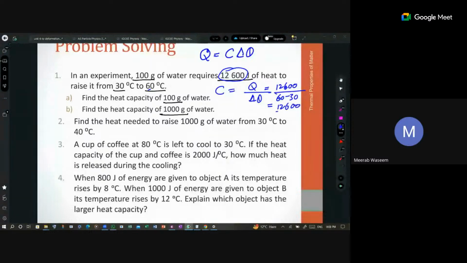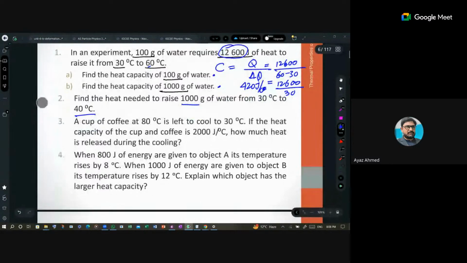Say 420. Yes, it is 420. Got it? Joule per degree centigrade, right? The same will go for 1000, because I told you that whatever the mass is, we will not use the mass formula over there. It will simply be the amount of heat supplied divided by the change in temperature. Right? So these are some examples.